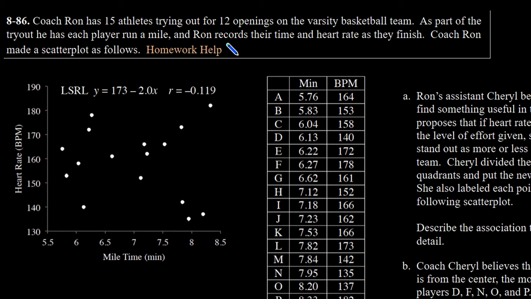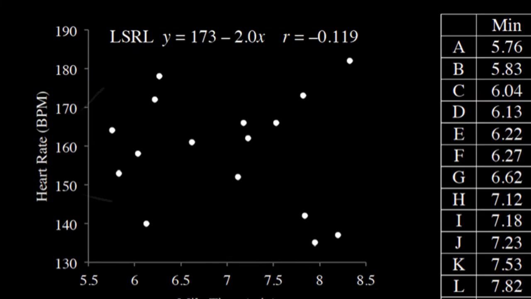So anyways, Coach Ron has 15 athletes trying out for 12 openings on the varsity basketball team. As part of the tryout, he has each player run a mile. And Ron records their time and heart rate as they finish. Coach Ron made a scatter plot as follows. So here's a scatter plot.